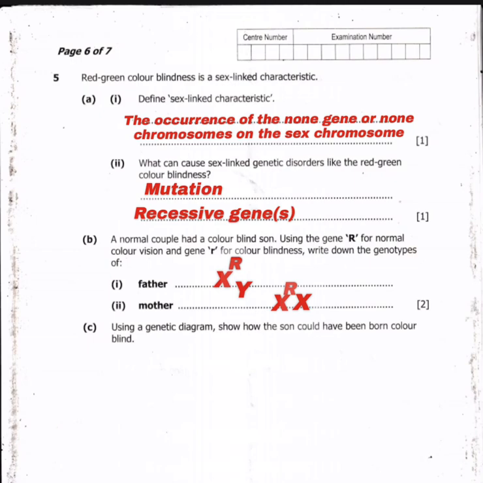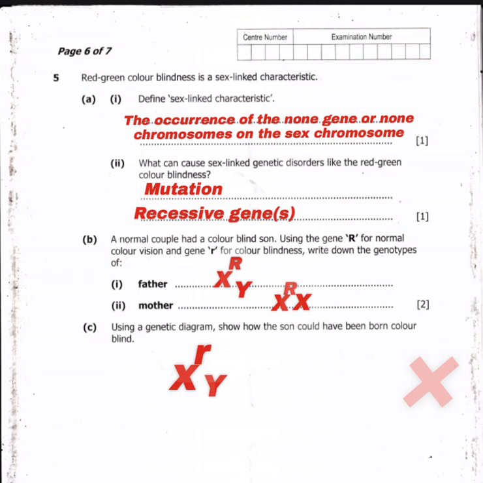Now, saying a carrier doesn't mean that a person is sick or is affected by red green color blindness or a sex-linked characteristic. No, it is just a carrier of that disease. So in this case here, the father is going to be normal. So I'm going to say X to the power capital letter R, then Y. Remember, a sex-linked characteristic does not occur on the Y chromosome. So a male can't be a carrier.